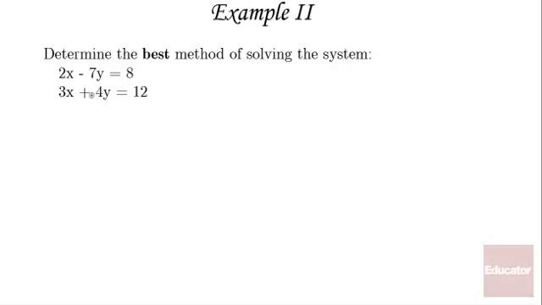However, what I do see is that I can use multiplication, and then I can go on to add or subtract. Looking at this, if I multiply the first equation by 3 and the second equation by 2, I'll end up with 6x and 6x, and then I can subtract. So the best method is multiplication.